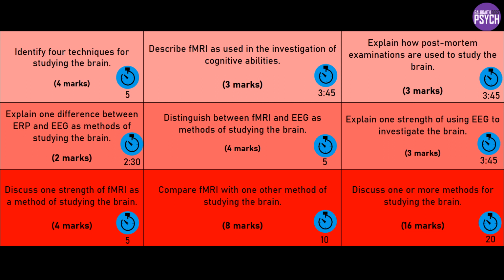Okay. Explain how postmortems are used to study the brain. Again, you're not just defining postmortems. That second part of the question: how is it actually used? A post-mortem examination is a detailed physical study of the brain after death. That's your 1 or 2 mark definition there.